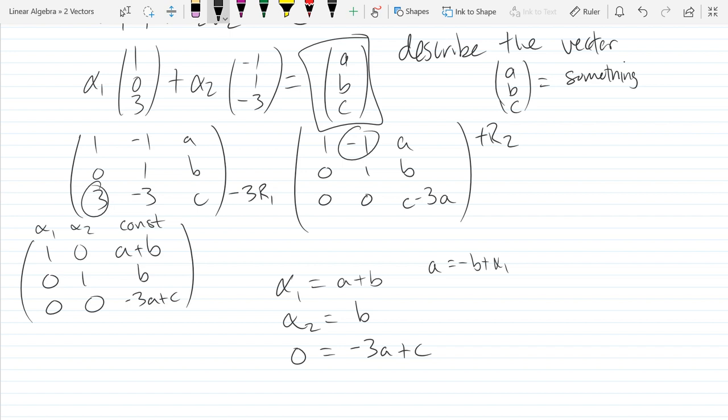This is not normally the way that we'd solve these. So I'm doing a slightly different form on these last three equations. And next up, B equals alpha 2. Now what I can do, I can rewrite A in terms of not B, but now alpha 2. So I'm going to take that minus B out and replace it with our alpha 2. So negative alpha 2 plus alpha 1. And last up, C is going to be 3A, which is 3 times negative alpha 2 plus alpha 1.